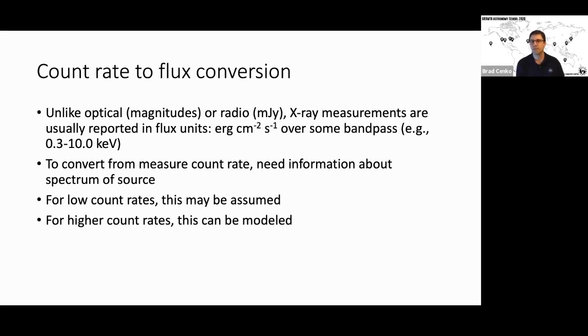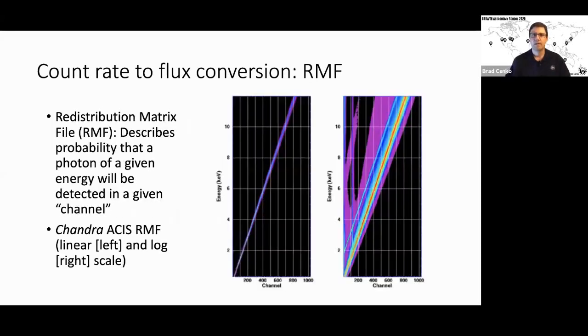Now, sometimes when you only have a couple of counts, you actually just have to assume some spectrum. You can't actually measure what the spectrum looks like if you only have 10 counts in your bandpass. But for higher count rates, you can actually model and fit a spectrum to the data, and then use that to convert the count rate that you measured to the flux, ergs per centimeter squared per second, over some bandpass. How do you go about doing that?